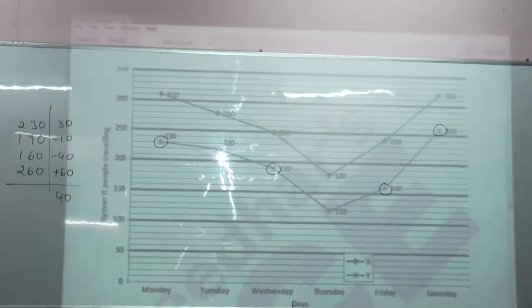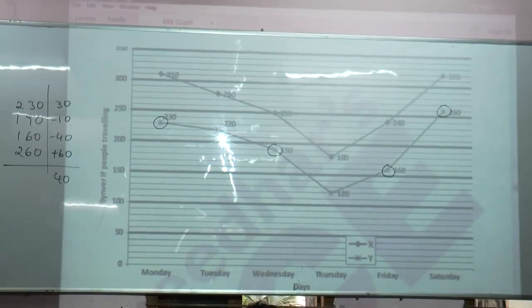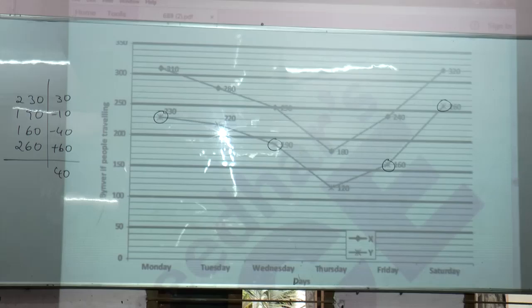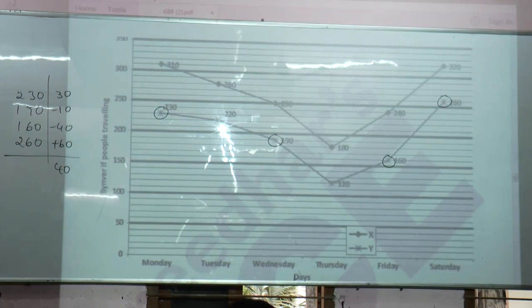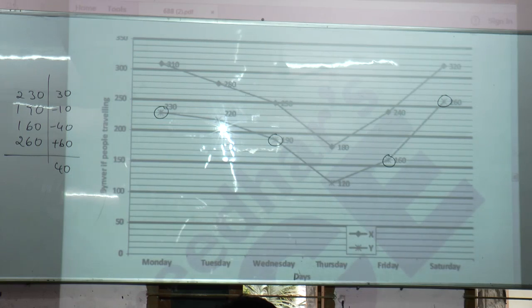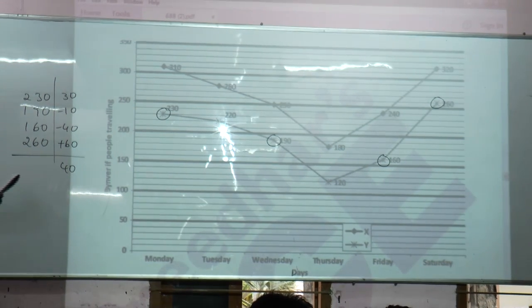The number of people who travelled by train X on Sunday information is not available. Okay. Number of people who travelled by train X on Sunday is 10% less than the people who travelled by the same train on Saturday. What is the respective ratio between the number of people who travelled on Thursday and those who travelled on Sunday by the same train? Right. This is about train X.